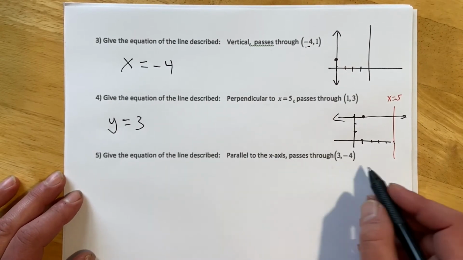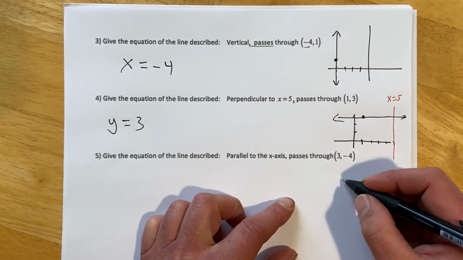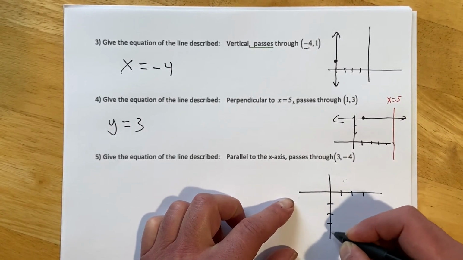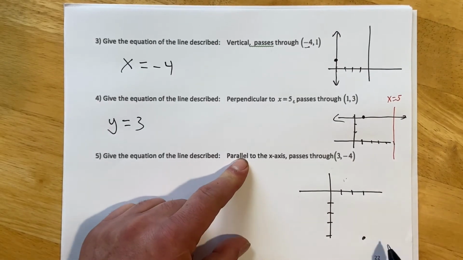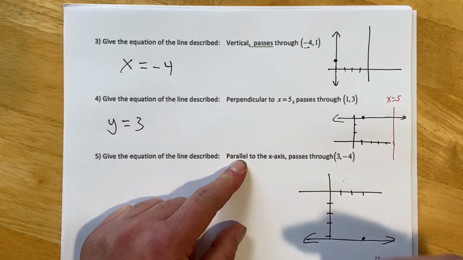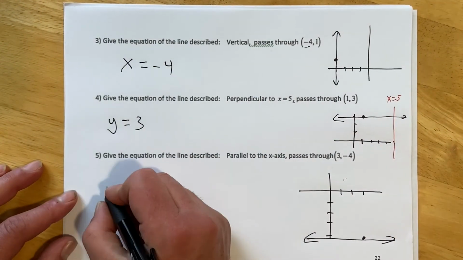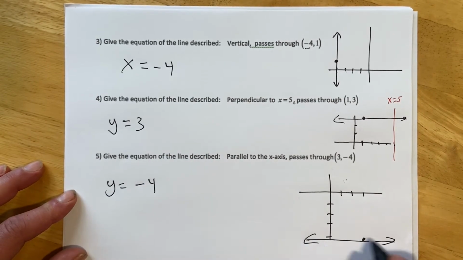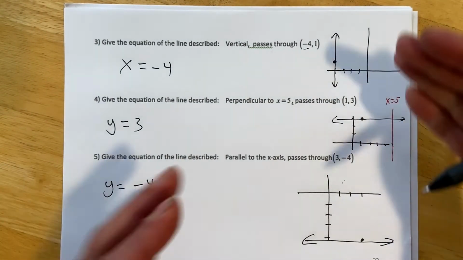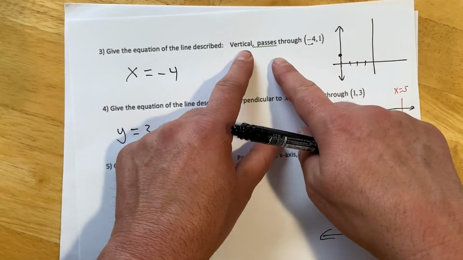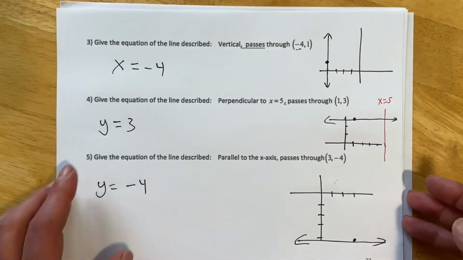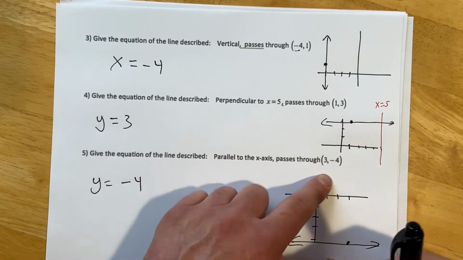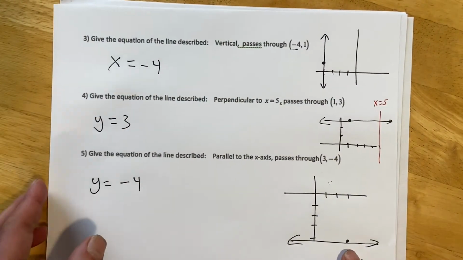And then parallel to the x-axis passing through that point. So when x is 3, y is negative 4. And this is going to go parallel to the x-axis. So if it's parallel to the x-axis, that is a horizontal line. So that's going to be our y equals negative 4, because we're passing through negative 4. So again, you don't need to draw these. This is just to help you see, if it's vertical and through this point, it's the x. Perpendicular to something vertical is horizontal, so it must be the y. Parallel to x, that's horizontal, so it must be the y. So that's the quick version.